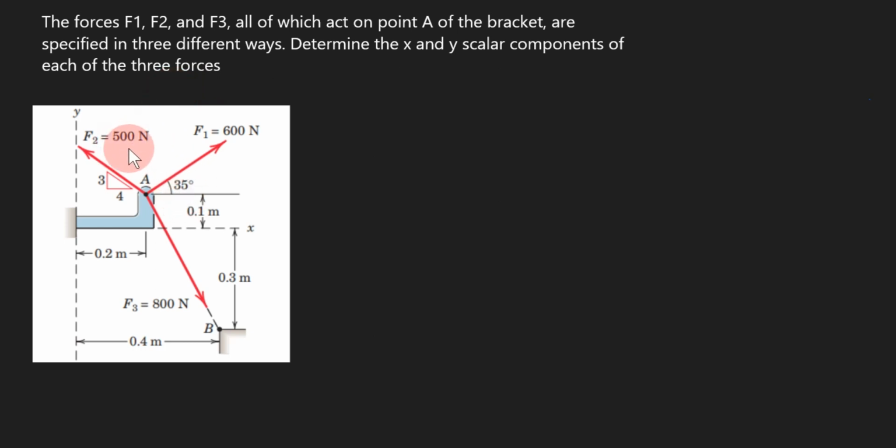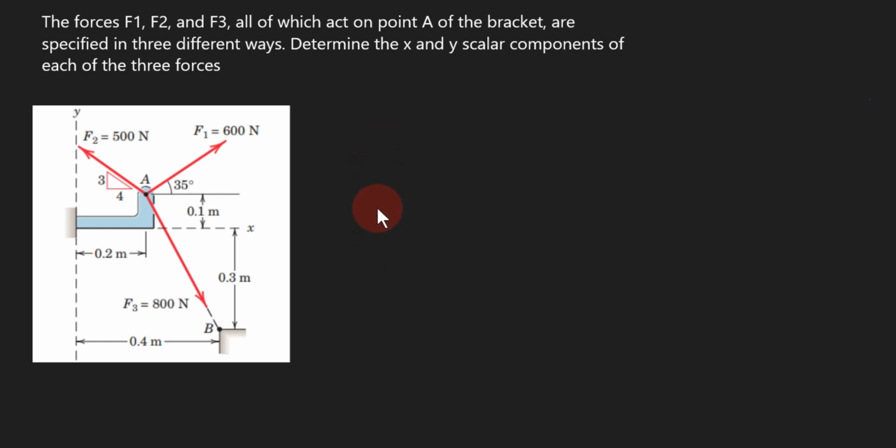So, for these three forces which are acting on this point A here, all we have to do is to determine the x and y scalar components of each of these three forces. So you have to find the x and y components of these three forces in scalar form. So let's look at how we are going to do this. To do this, you are going to consider the forces one by one. So first of all, I'll consider F1.